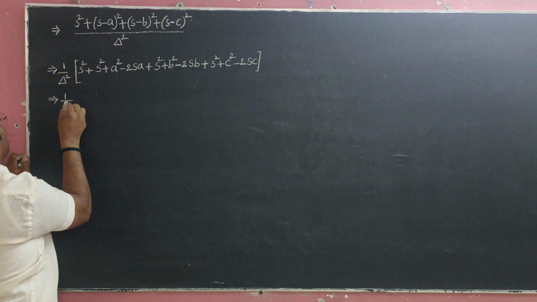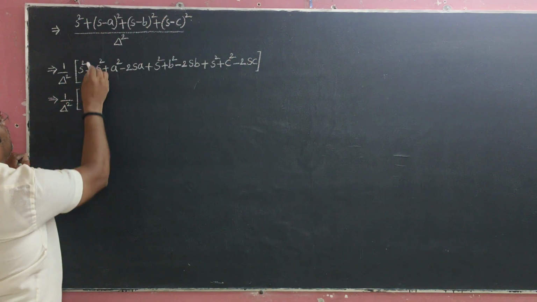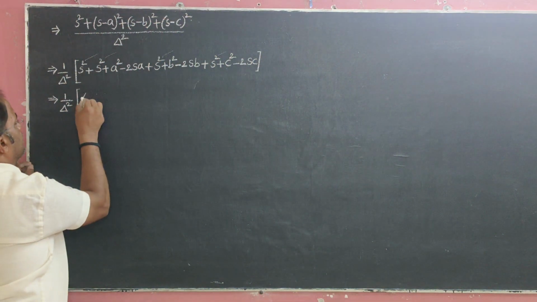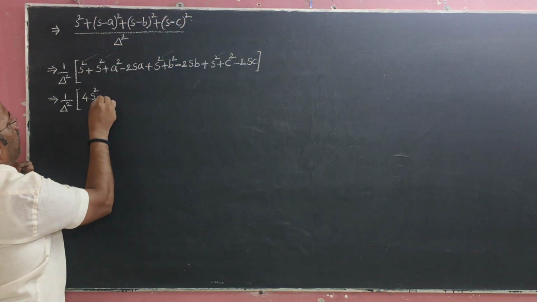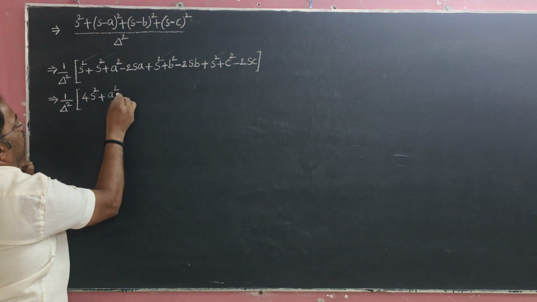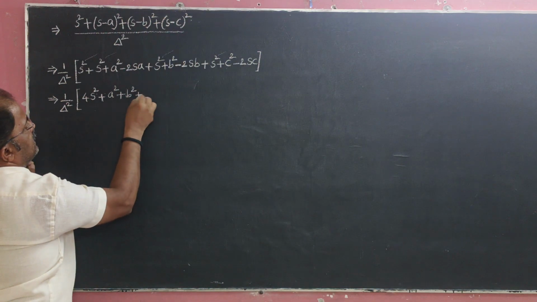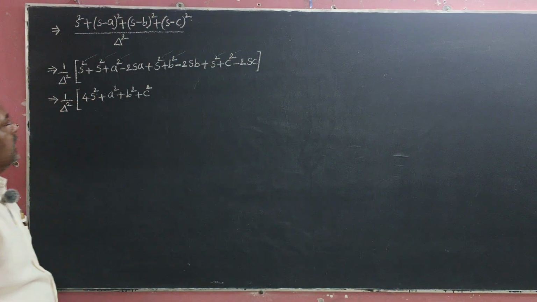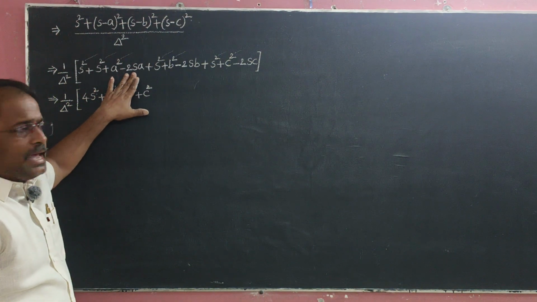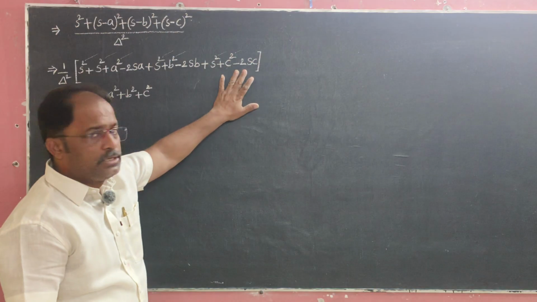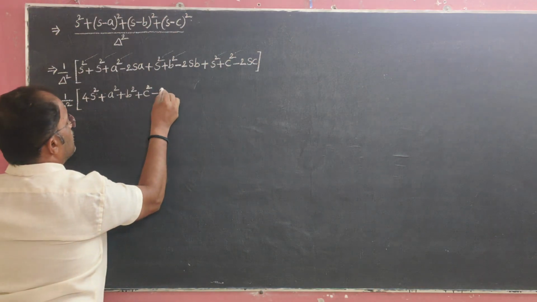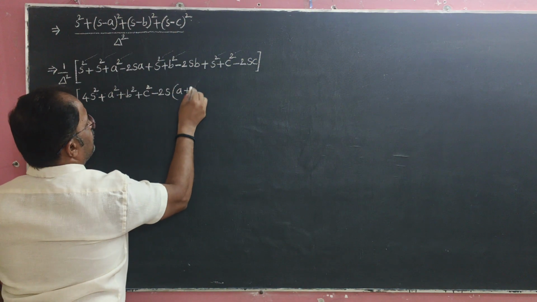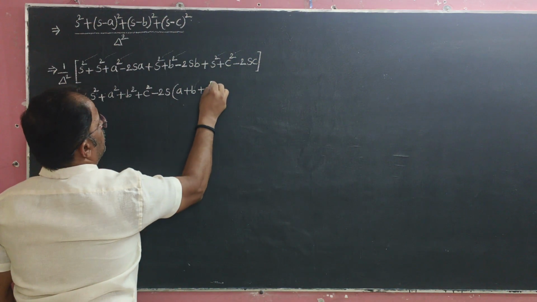See, 1 by Δ² again as it is, and see 1, 2, 3, 4. Total how many s² terms? 4s² terms. 4s². Okay, plus see a² is one time, b² also one time and c² also one time. Clear? a² + b² + c². See the remaining terms: minus 2sa minus 2sb minus 2sc means minus 2s is common from the remaining. Minus 2s is common means times (a + b + c). Clear? Right.